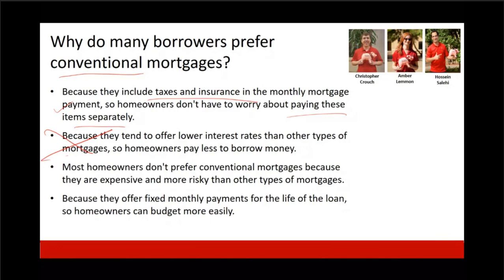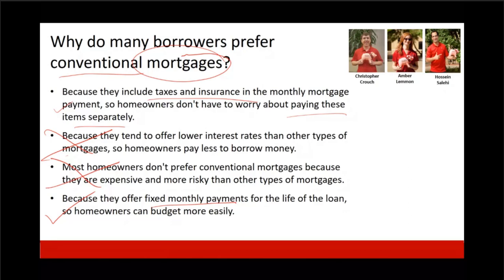Okay. So most homeowners don't prefer conventional mortgages because they're expensive and more risky? Kind of just talked about that, right? That's false. They do. And how about this last one? Because they offer fixed monthly payments for the life of the loan so that homeowners can budget more easily. I'm going to guess that that's incorrect. Incorrect? Okay. So they do offer fixed monthly payments. Remember, we're looking at just the mortgage component of it. The mortgage component is fixed. So this one is true.